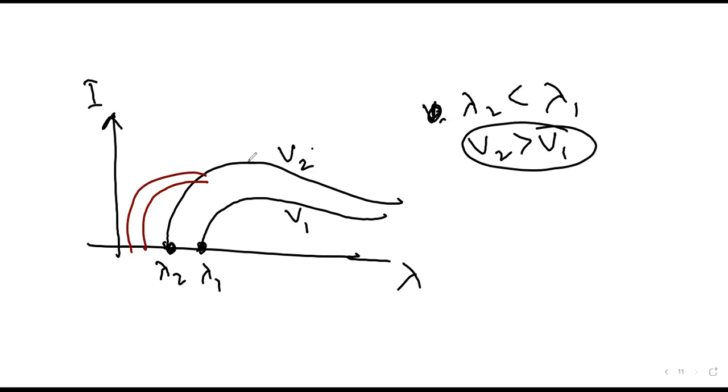Okay. Are you getting it? Yes, because the lambda value would be smaller and then it would increase the value of V, because the energy would increase. That means the velocity will also increase. Correct, right?